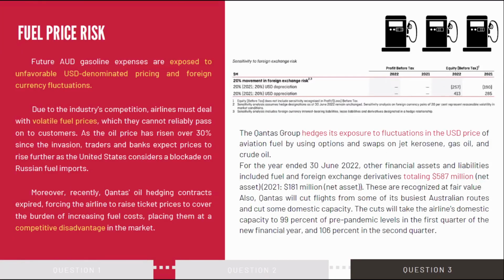Moving on to the fuel price risk, as pictured, the Australian dollar against the Philippines is equal to unfavorable US dollar denominated and foreign currency competition, and due to the economic competition, airlines must bear the high price, which they cannot reliably pass on to passengers. As oil price makes up likely over 80% in aviation, we further expect the price to rise further as the United States considers a ban on Russian nuclear import. Moreover, Qantas' hedging contracts expire, which might push airlines to raise their ticket prices to cover the burden of fuel costs, placing them at a competitive disadvantage.